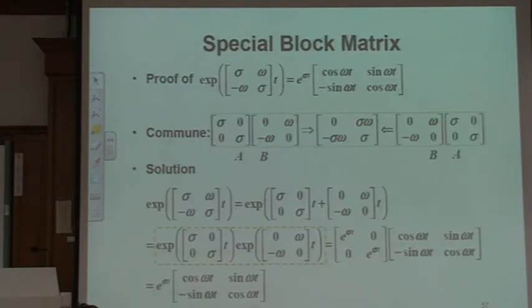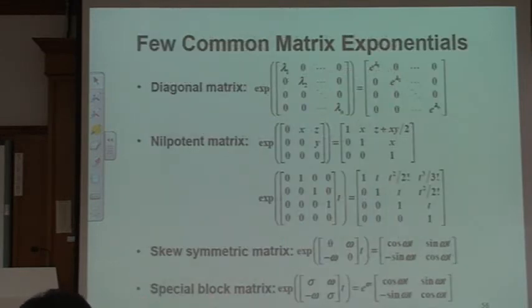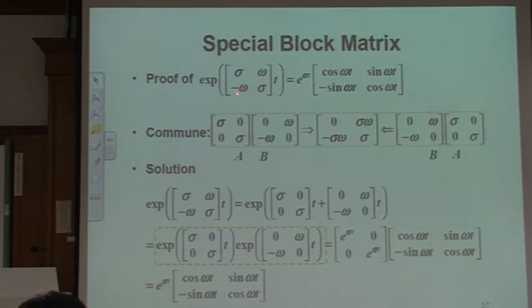Okay. Now we can look at some proof here. For example, this is the proof for the special block matrix. We can see why this result will equal this result from this proof here. If we compute, we can prove these 2 matrices are commutable. They have A times B equal to B times A, no problem, right?